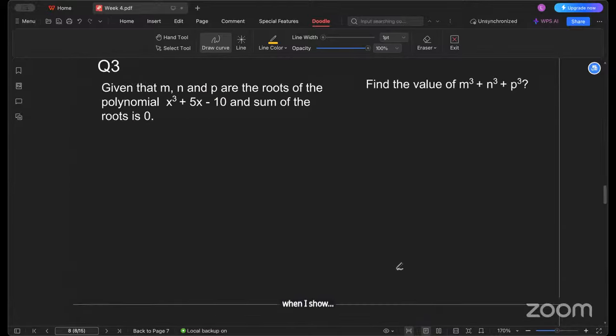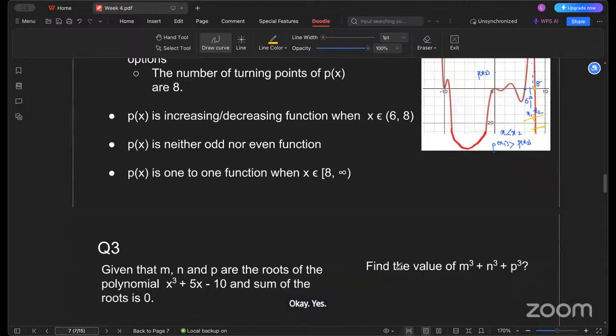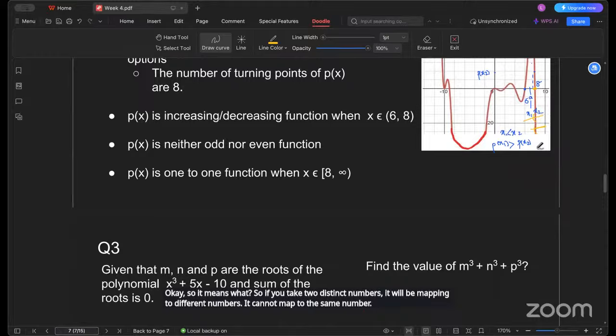Ma'am, one last doubt. In the one-to-one function, does it mean for each value of x after 8, there should be only one y value? Yes, exactly. It is mapped to one value. It cannot map to more than one value. So if you take two distinct numbers, it will be mapping to different numbers. It cannot map to the same number. Okay, thanks.